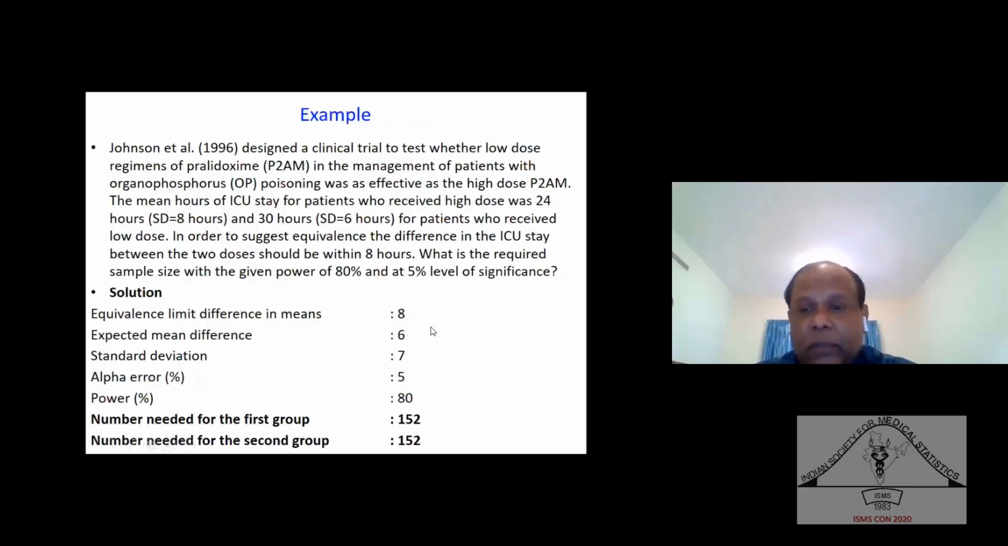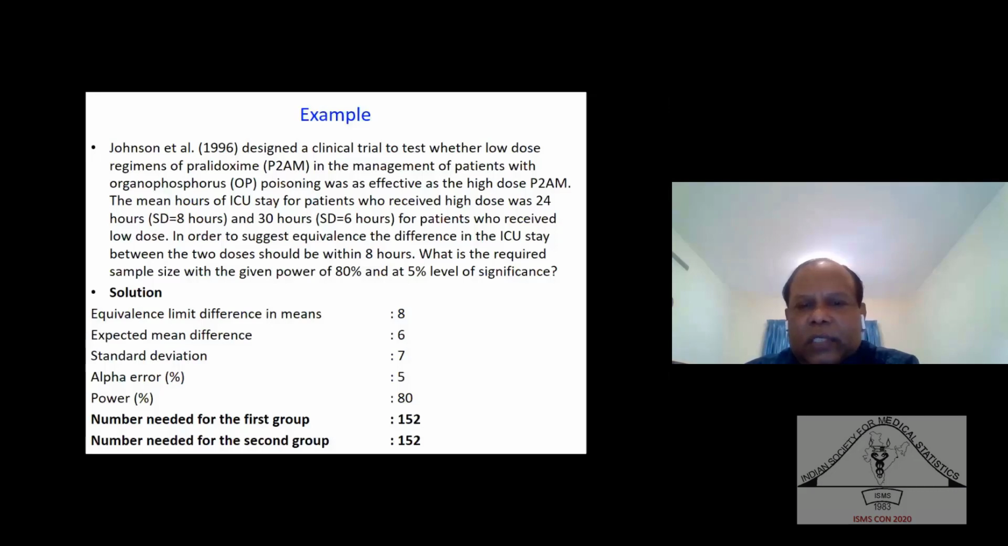This is an example. Now I'm going to ask you about this example. The equivalence limit difference, the delta, has already been set. Now they're saying whatever we do, we expect a small difference, that is 6 units. The delta is kept at 8 units. You do the calculation, and the number is going to be 152 and 152.